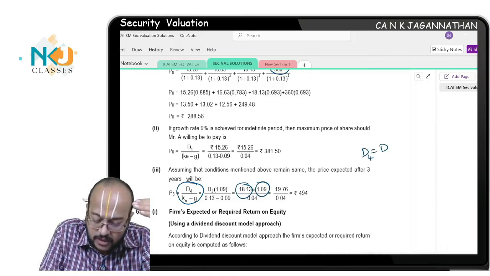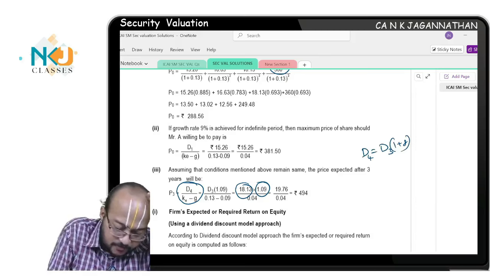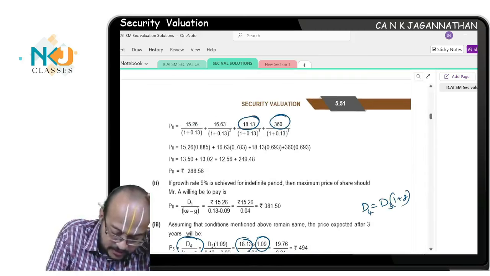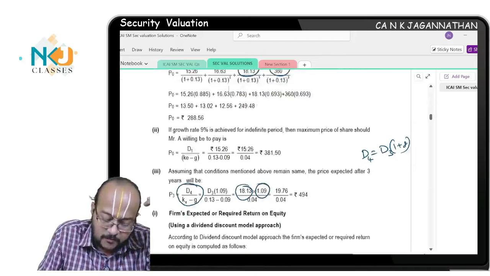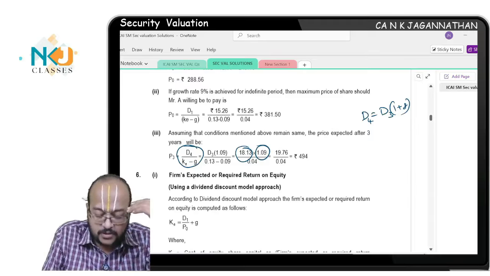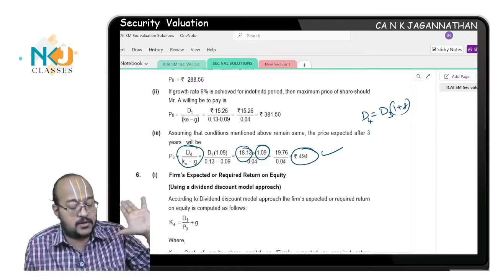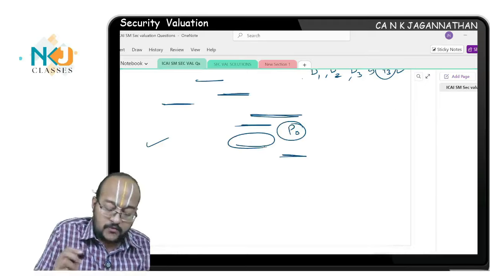D4 is nothing but D3 into 1 plus G. D3 you already have computed here, D3 as 18.13, and 18.13 into 1.09 divided by KE minus G, 4%, you will get 494. This is the price at the end of year 3. P3 they have asked to compute. Are you all comfortable? Everything we have discussed.